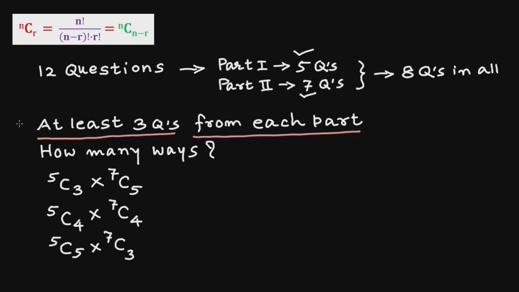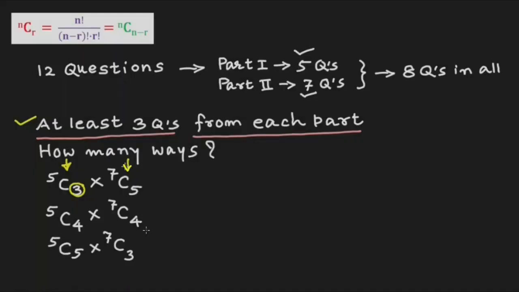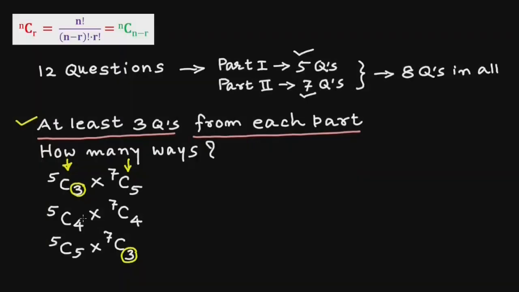Let's again go back to the conditions given. At least 3 questions from each part. Now in this column we have selected 3 questions from the first part, and in this column 3 questions from the second part. Secondly, we have selected 4 questions from the first part and 4 questions from the second part. And thirdly, we have selected 5 questions from the first part and 5 questions from the second part. So the condition that at least 3 questions from each part is also satisfied. Okay, now we will evaluate each option individually.